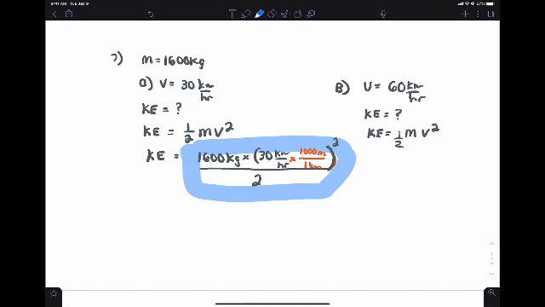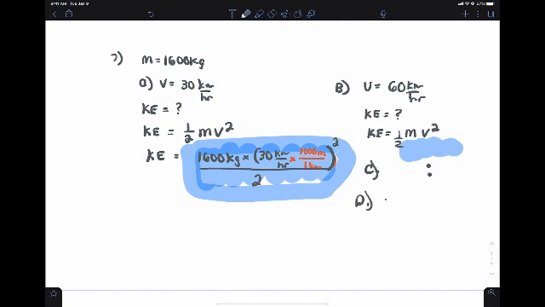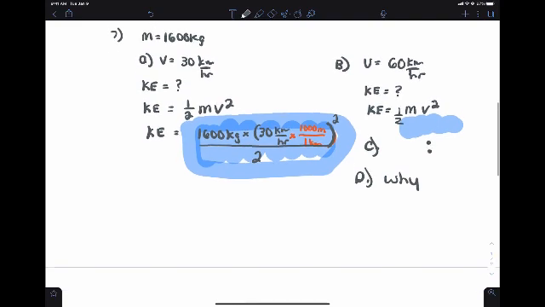And then for part C, you have to put the ratio of those two together, comparing your answer from this right here to your answer for part B right here. Okay, so you have to compare those just like with the last one. And then for part D, why is there such a big discrepancy? What's different between those two velocities? Why are the kinetic energies so different?